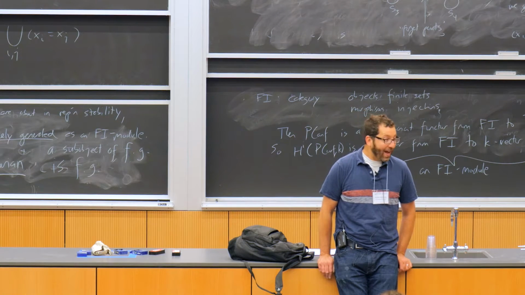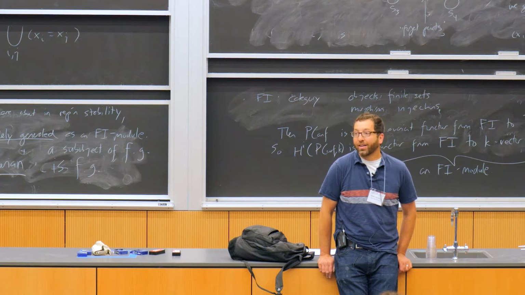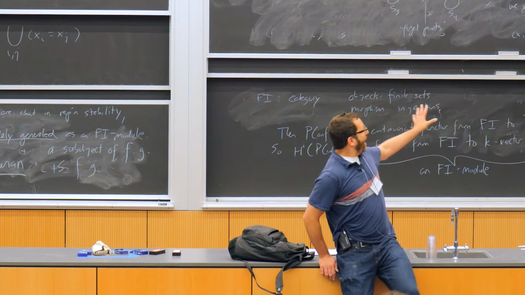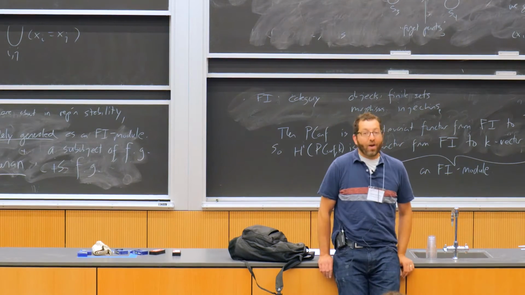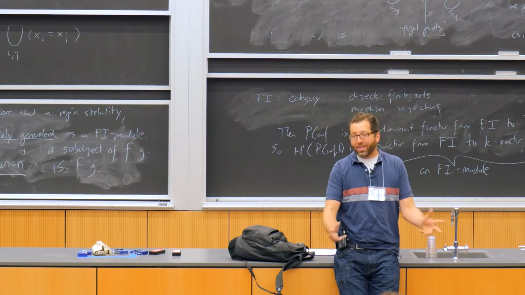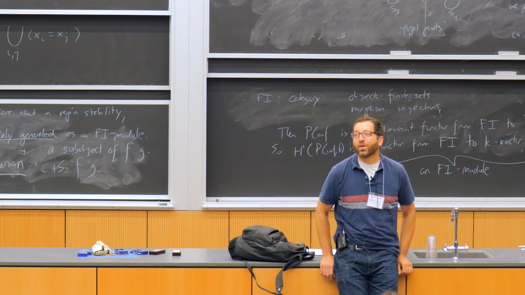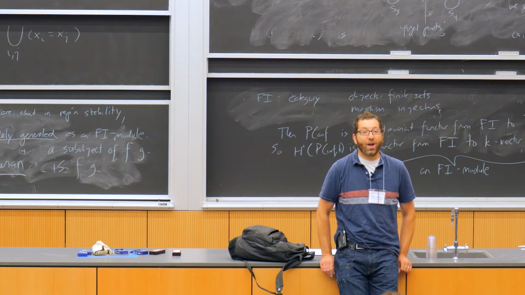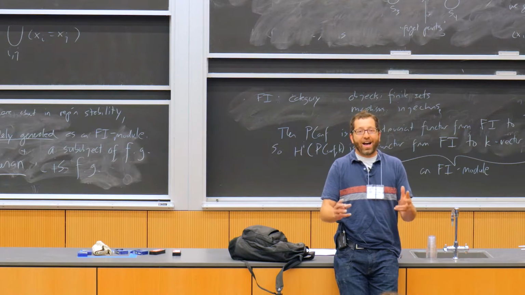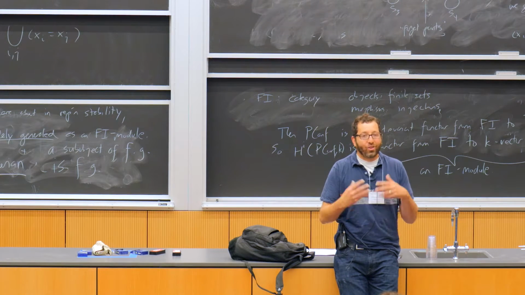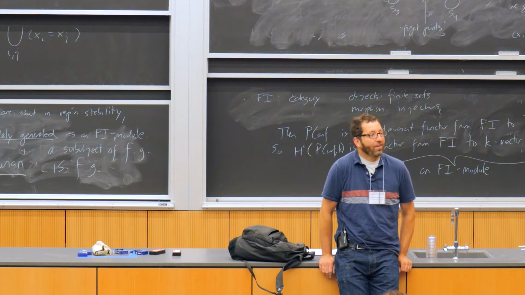And then I think Steven Sam, together with Andrew Snowden, has an even better proof that works for a wide variety of categories of this flavor. And now, we didn't know this, but it's clear from the work of Snowden and Sam that there's some huge spray of categories which are somehow FI-like, of which FI is the simplest one. This is a theory that's called modules for twisted commutative algebras.